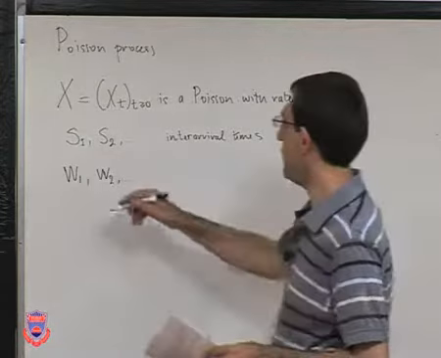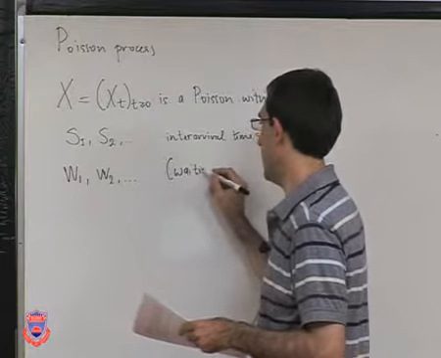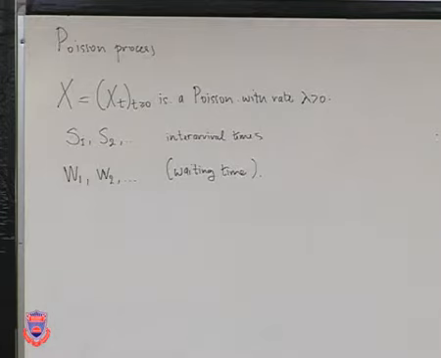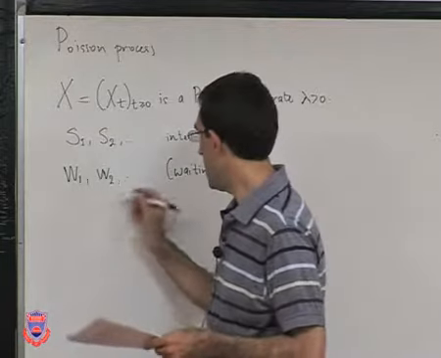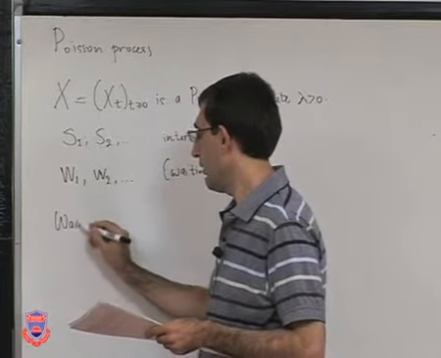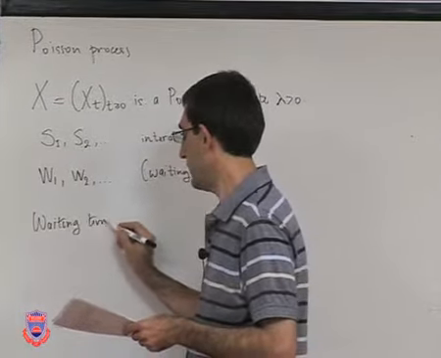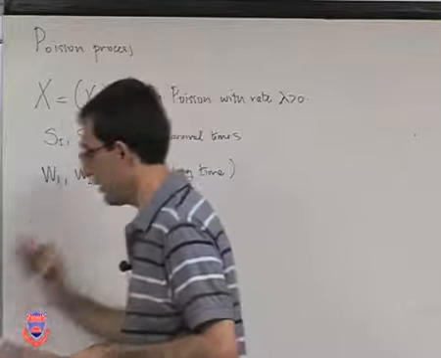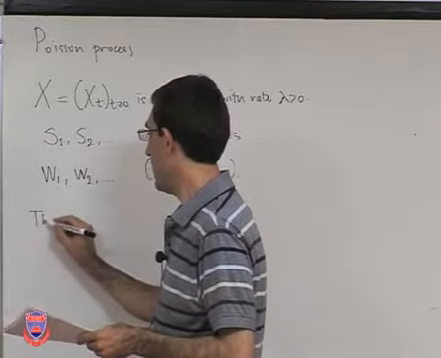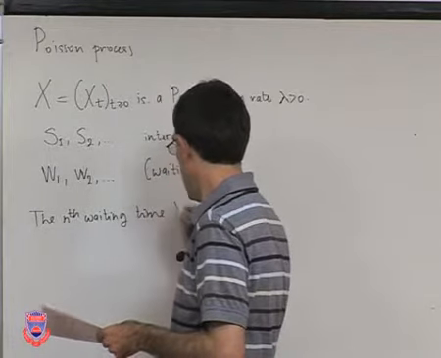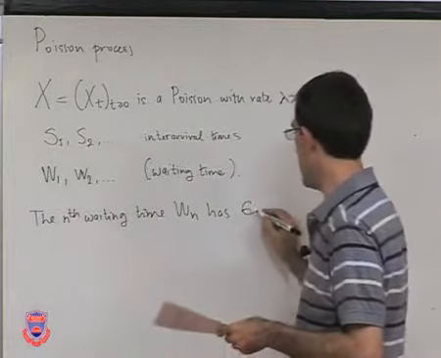Right? So you may think of W, any one of them, as the waiting time until the nth event happens. Okay, and last time we learned that these are waiting times. Or maybe I should just specialize to one of them so that I can write the density as well. The nth waiting time Wn has gamma distribution.